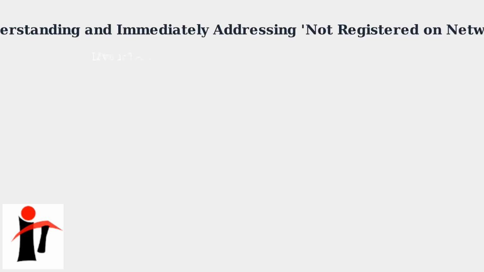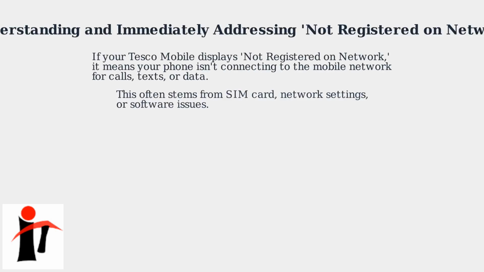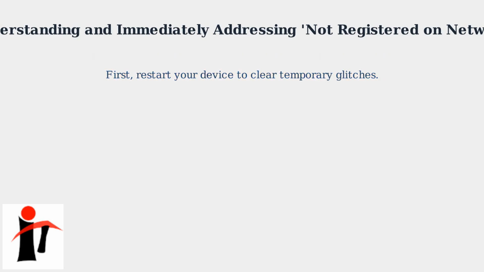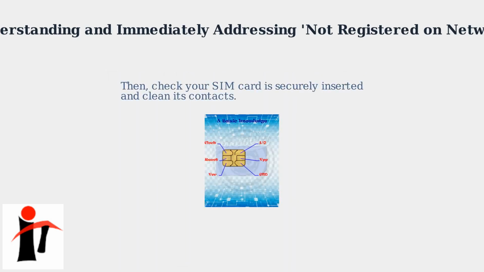If your Tesco Mobile displays "not registered on network," it means your phone isn't connecting to the mobile network for calls, texts, or data. This often stems from SIM card, network settings, or software issues. First, restart your device to clear temporary glitches. Then, check your SIM card is securely inserted and clean its contacts.